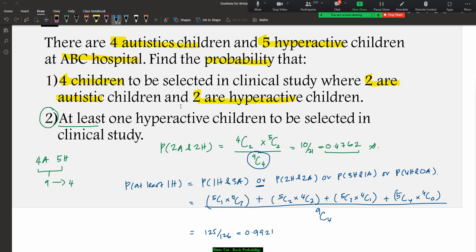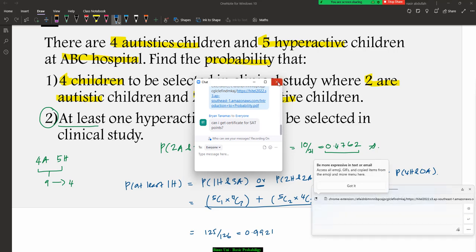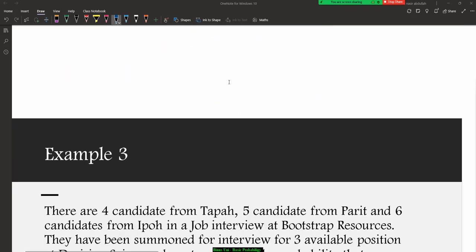125 divided by 126, which is 0.99221. I think you need to recheck my calculation again. I think sometimes I make a mistake, right? So you should recheck the calculation. I think sometimes I make mistakes on the calculation, but the theory, I think this is the correct one, right?